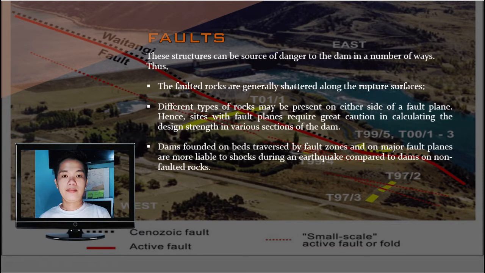Another geological character for investigation are the faults. These structures can be a source of danger to the dam in a number of ways. Thus, the faulted rocks are generally shattered along the rupture surfaces. Different types of rocks may be present on either side of a fault plane. Hence, sites with fault planes require great caution in calculating the design strength in various sections of the dam. Dams founded on beds traversed by fault zones and on major fault planes are more liable to shocks during an earthquake compared to dams on non-faulted rocks.